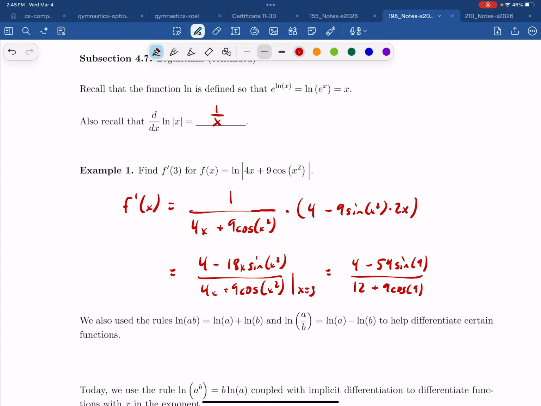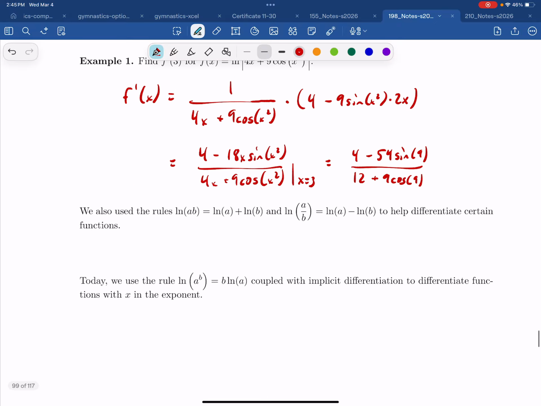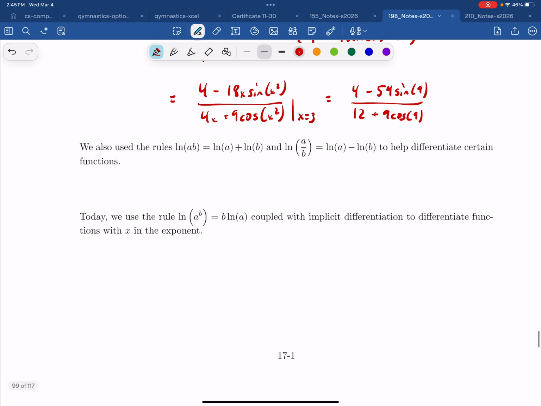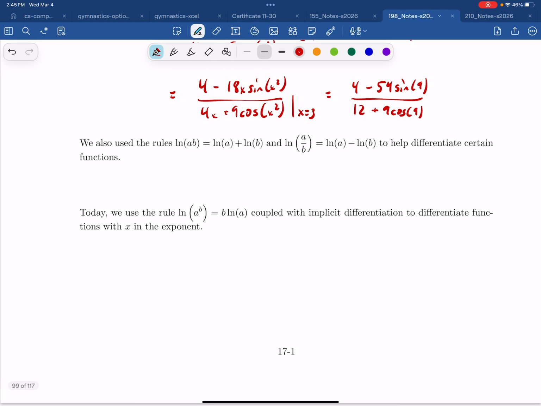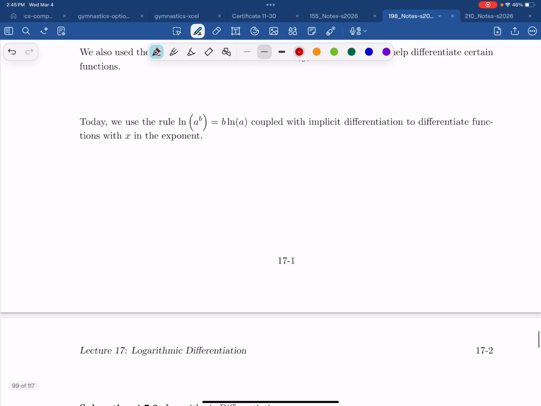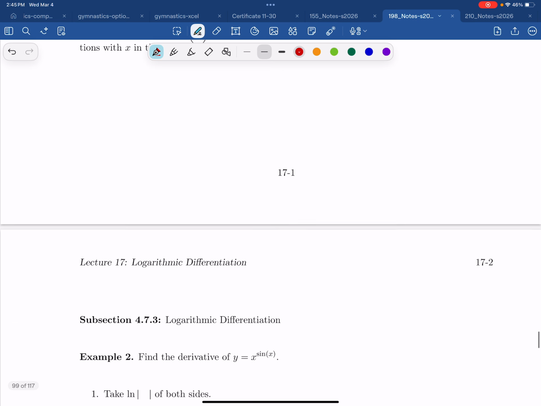Now, remember our log rules, right? Log of a product is the sum of the logs. Log of a quotient is the difference of the logs. And also, log of an exponent is that power times the log, or that exponent times the log, okay?